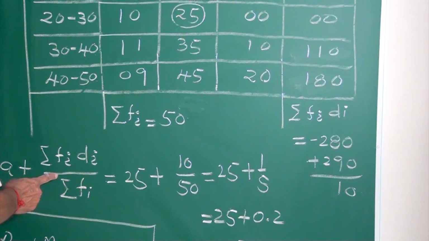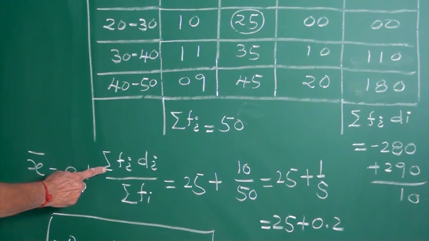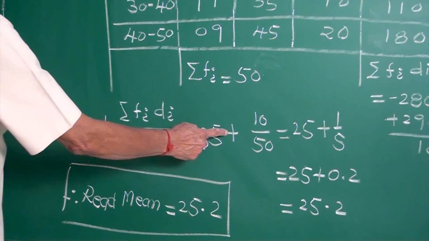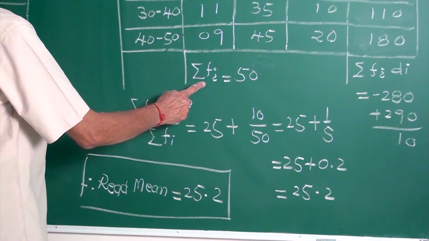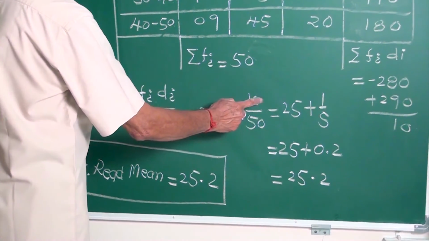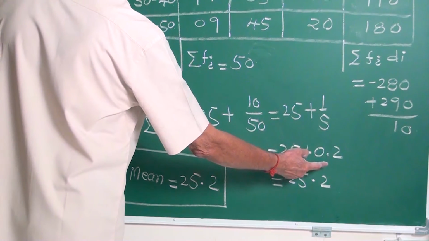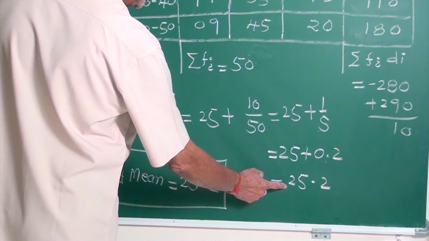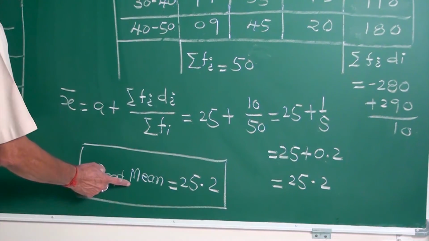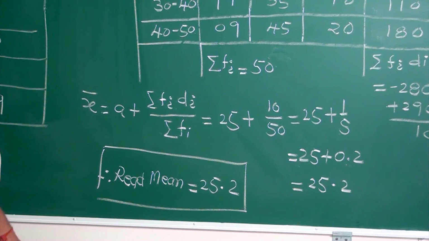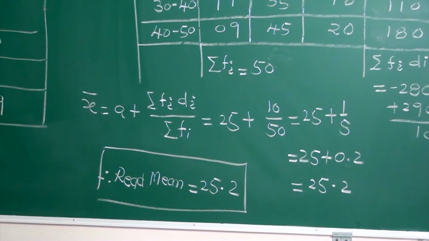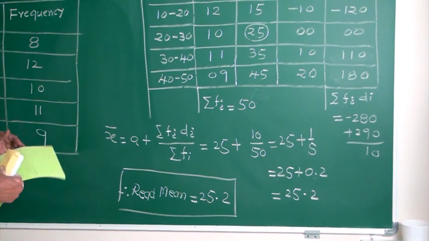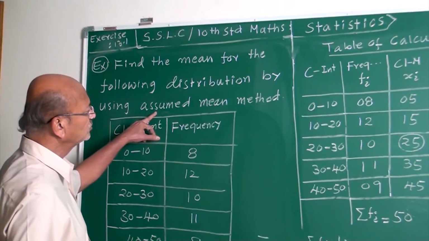To find it, this is the formula: X bar equals A plus sigma fi di upon sigma fi. This is given as 25 plus 10 upon sigma fi, which is 50. It cancels: 1 by 5, and 1 by 5 is nothing but 0.2. So your required mean is 25.2. Yes, my friends, I have done one example based on assumed mean method or shortcut method.